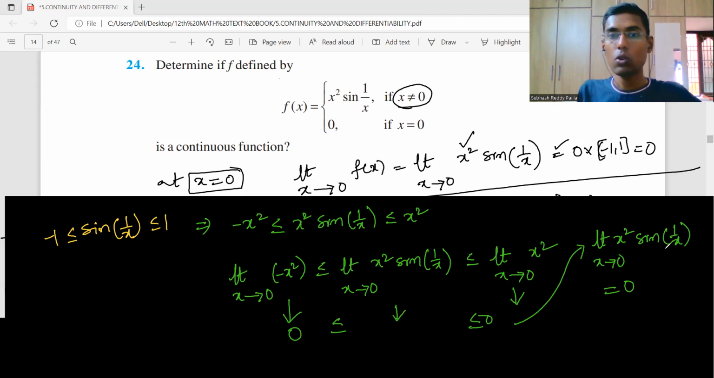So this is 0. Now this is equal to f of 0. What is f of 0? When x is 0, f of x is 0. So what did you understand? The limit value is 0 and f of 0 is 0. Therefore, it is continuous.